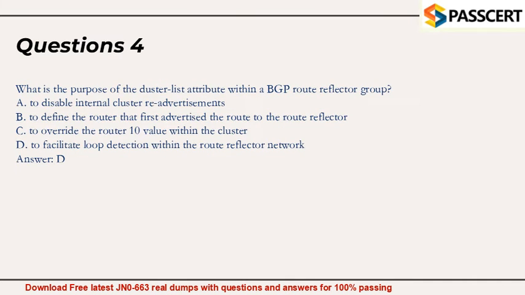Question 4. What is the purpose of the cluster list attribute within a BGP route reflector group? A. To disable internal cluster re-advertisements. B. To define the router that first advertised the route to the route reflector. C. To override the router ID value within the cluster. D. To facilitate loop detection within the route reflector network. Answer: D.